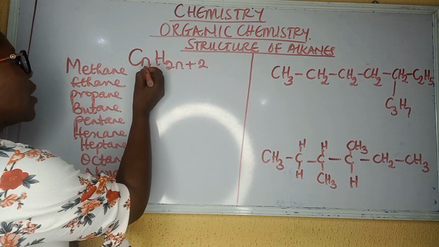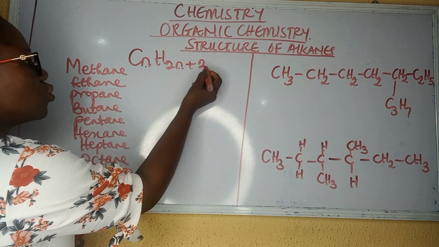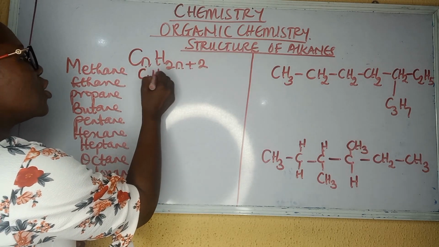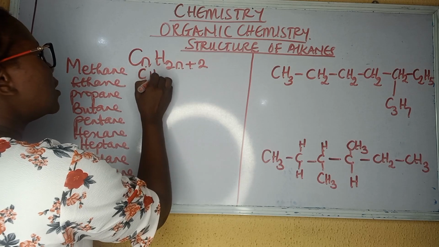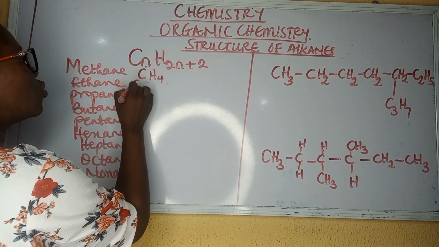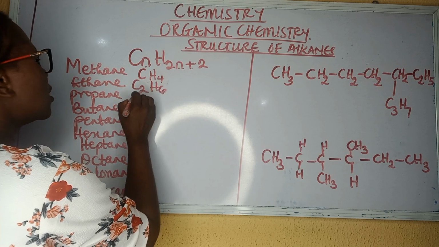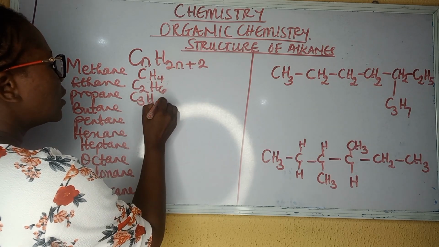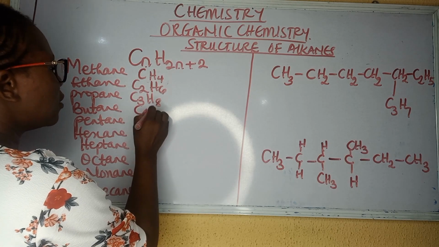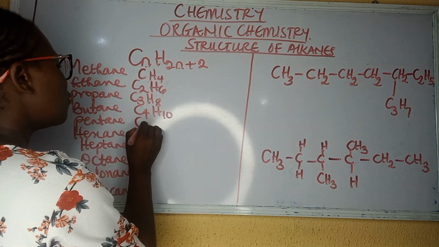Now, if n is 1, for methane I will have 2 multiplied by 1 plus 2. So I have C1H4, which is CH4. So methane is CH4. The next one is C2, 2 multiplied by 2 plus 2, that is 6. The next one is C3, 2 multiplied by 3 plus 2, that is 8. And next, C4, 2 multiplied by 4, 8, plus 2, 10.